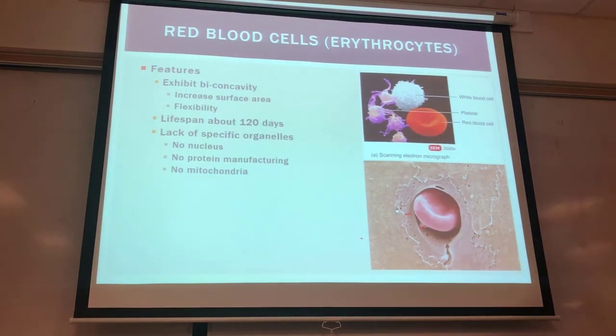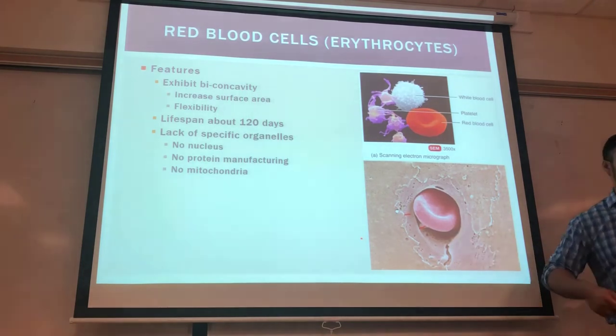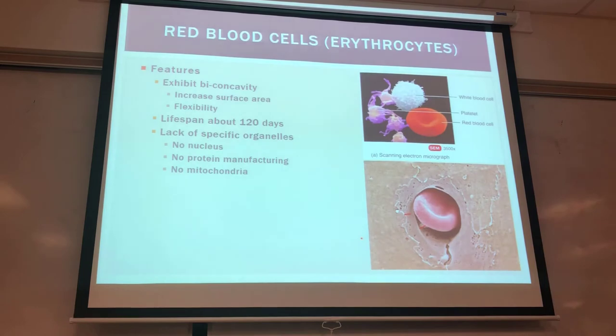Another thing about our red blood cells is that we have a tendency to remove them after they're no longer usable after 120 days. We have macrophages in the liver that will come in and destroy that red blood cell. It'll start to chop it up, and it'll use those amino acids, the contents of the cell, to make new red blood cells.